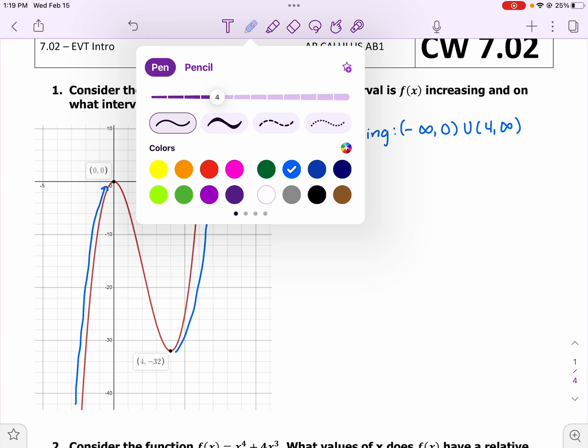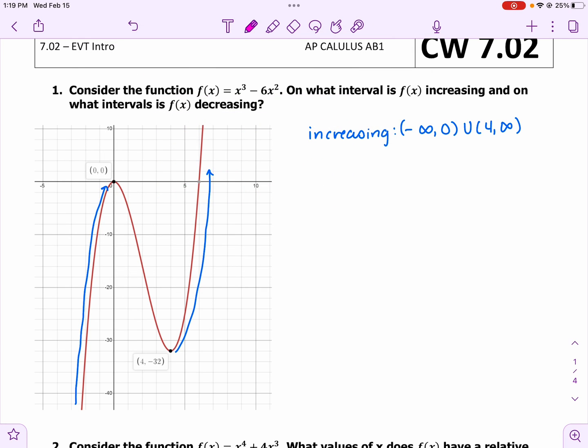And we can see in the region in between, from 0 to 4, that is where our function is going down. That is where our function is decreasing. So it's clear that the function decreases from 0 to 4.